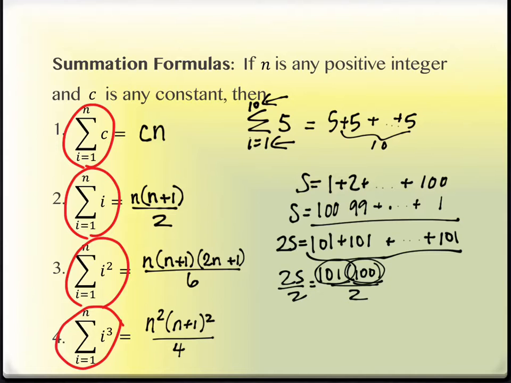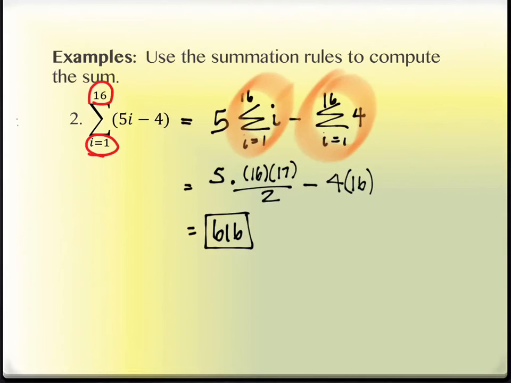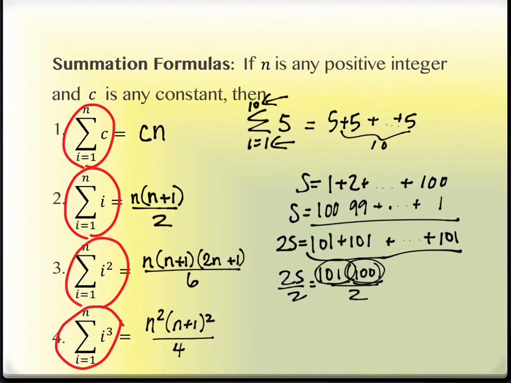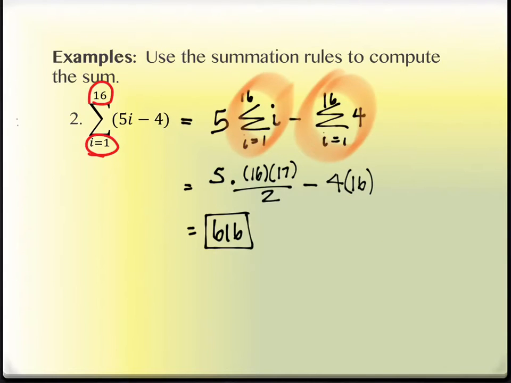The first one, I squared, is the third formula. It says I multiply n times n plus 1 times 2n plus 1. So n is 140, times n plus 1, which is 141, and then 2n, which would be 280 plus 1, so 281, divided by 6. The second one, I'm plugging the number 140 into equation number 2. So 140 times 141 divided by 2.